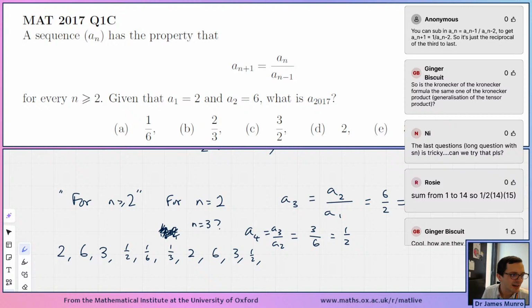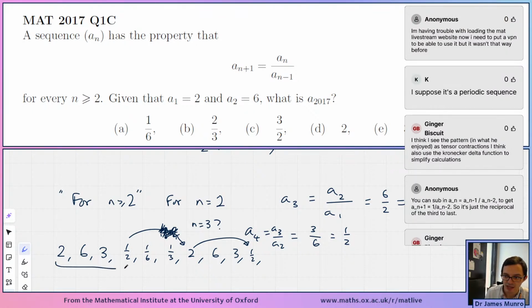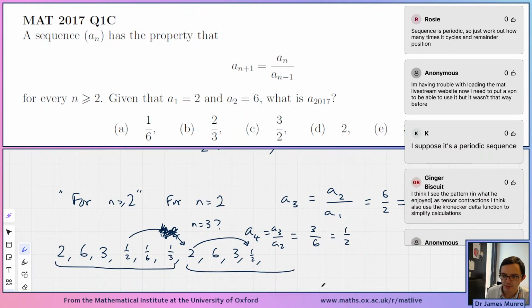You can sub, and it's the reciprocal of. So this one gets flipped over, which means that you have this predictable sequence where after not 3 but 6 you get back to where you started, which means that this is a periodic sequence. Every 6 times it repeats. Right, this was a1, this is a7, and long story short, I think 2017 is also in that pattern, being 1 more than a multiple of 6. So I think the answer is 2, which is D.